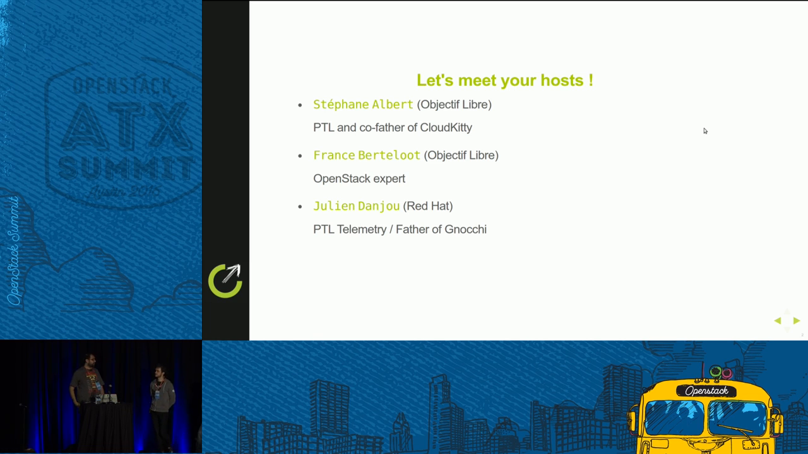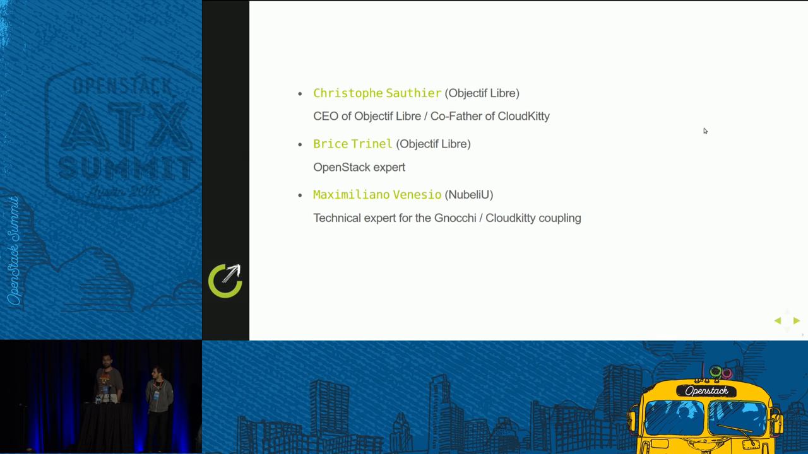Julien D'Anjou from Red Hat will be here. He's the PTL of Telemetry and also the father of Gnocchi. Myself, Christophe Sautier, I'm the CEO of Objective Lib and also a co-founder of CloudKitty. Brice Trinel, who is right here in the middle of the room, giving a USB key, is an OpenStack expert from Objective Lib. And finally, Maximiliano Venezio from Nubeliu, who's a technical expert for Gnocchi and CloudKitty, and the coupling of those tools. We'll give a talk tomorrow about that, but we'll talk about it a bit later.